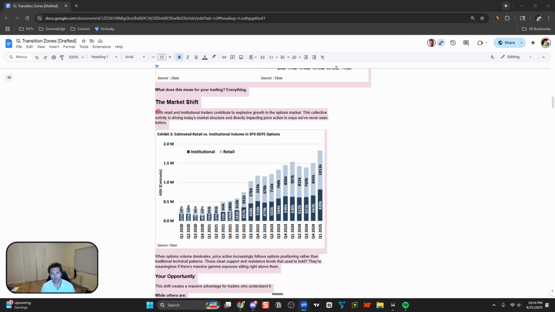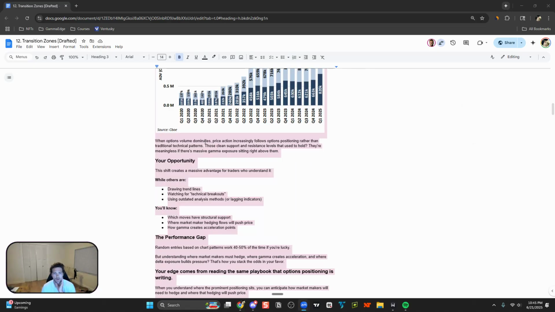Right, and just hitting on this a little bit further, both retail and institutional traders have contributed to the explosive growth in the options market. This collective activity is driving today's market structure and directly impacting price action in ways we've never seen before. What's most important is that due to the size of the options market today, when options volume dominates, price action increasingly follows option positioning rather than traditional technical patterns.